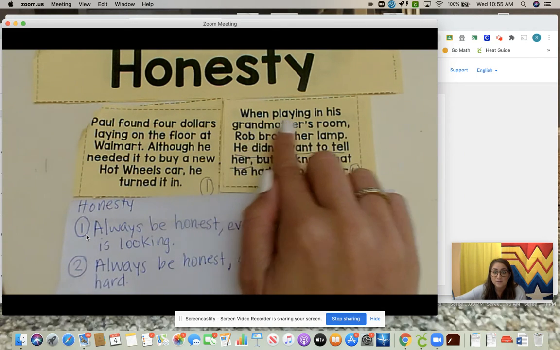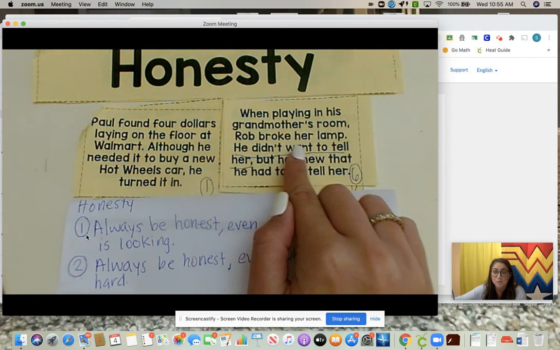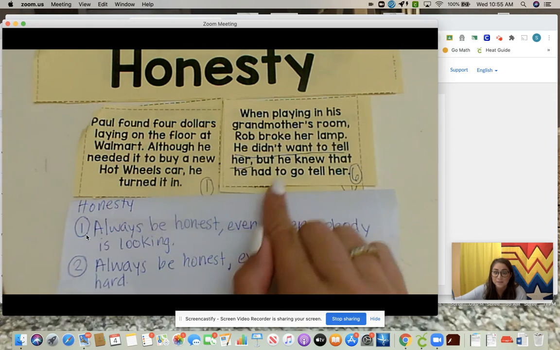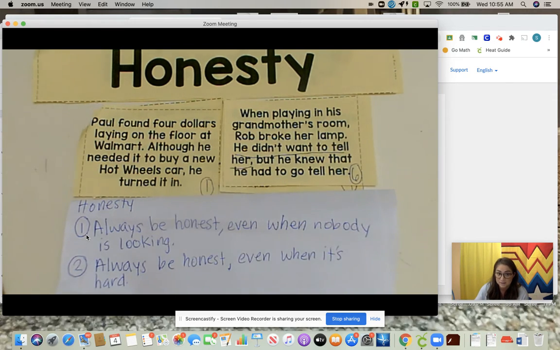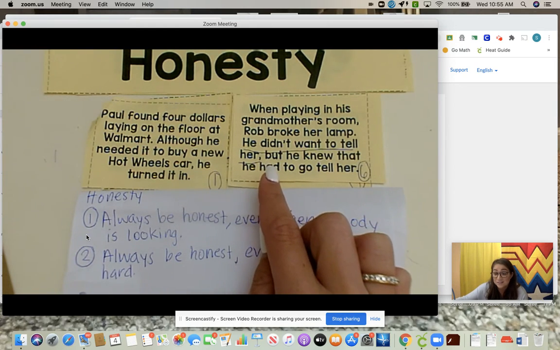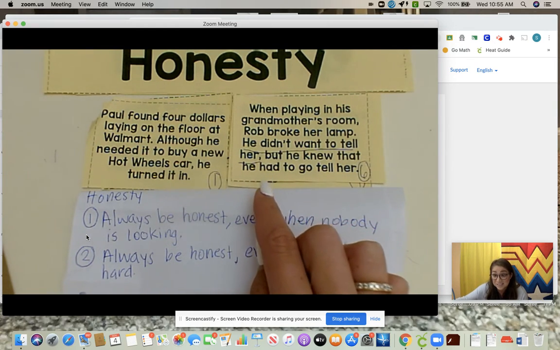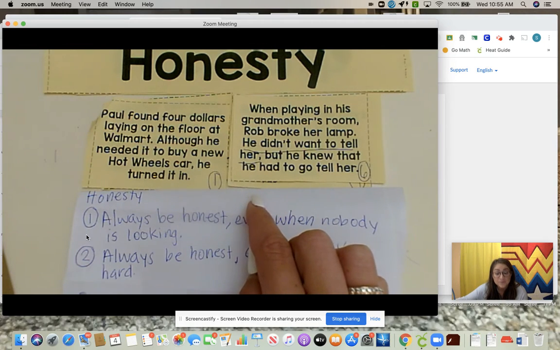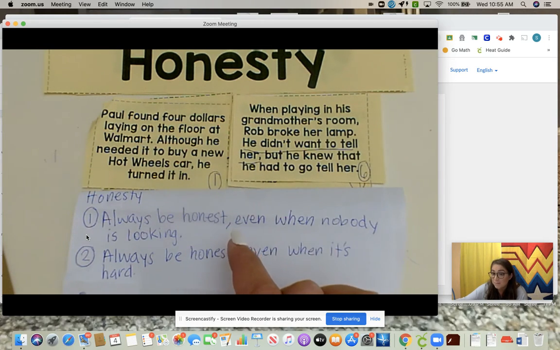The next one: when playing in his grandmother's room, Rob broke her lamp. He didn't want to tell her, but he knew that he had to tell her. He was probably scared, worried, didn't want to get in trouble. So what we can learn from Rob is always be honest. Rob was honest, even when it's hard. It was hard for him to tell the truth, but he still did it. So the actual theme is always be honest, even when it's hard.